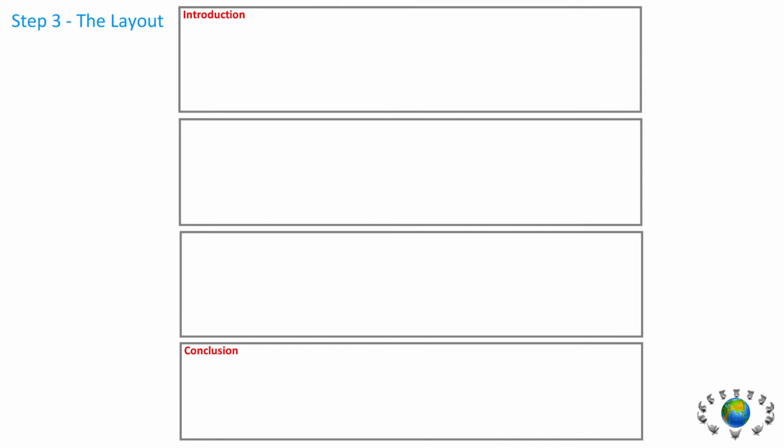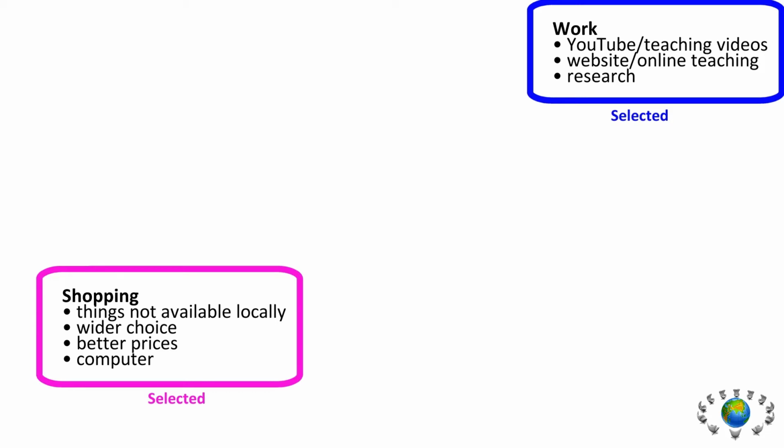Our first paragraph is always our introduction. And our last paragraph is always the conclusion. So we have our 2 groups of ideas, today, work and shopping, and we're going to put those into the second and third paragraph. We'll talk about the introduction and the conclusion in a moment. So now it's the time to decide what are you going to talk about or what are you going to write about first.